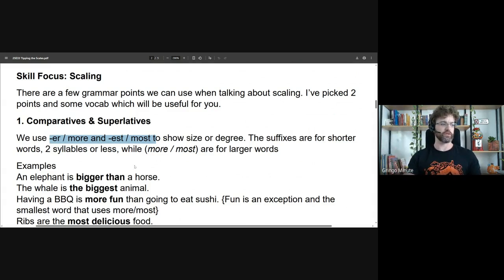There are a few exceptions. Fun, I think, is the most notable exception. It's 3 letters, still it's more and most. I believe it's because it comes from a noun and not originally an adjective. Now, another one. There's a lot of adjectives that end with ed and ing. Bored, boring, interested, interesting, confused, confusing. All of these are more and most, all of them. So if you see an adjective ending with ed and ing, just put more and most.